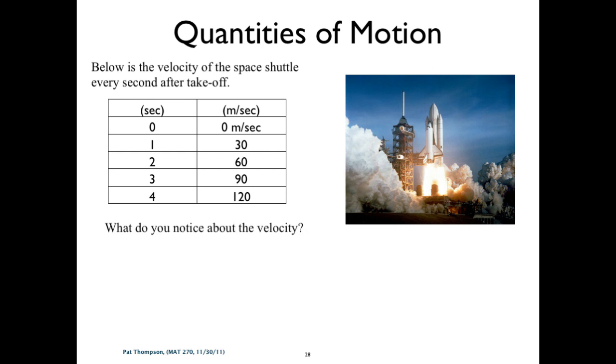So what do you notice about the velocity? Yes, sir? So the velocity is 30 at one point in time, right? Okay. But just talk about velocity, though. What's going on with the velocity here? Yeah, the velocity is increasing by 30 meters per second every second.